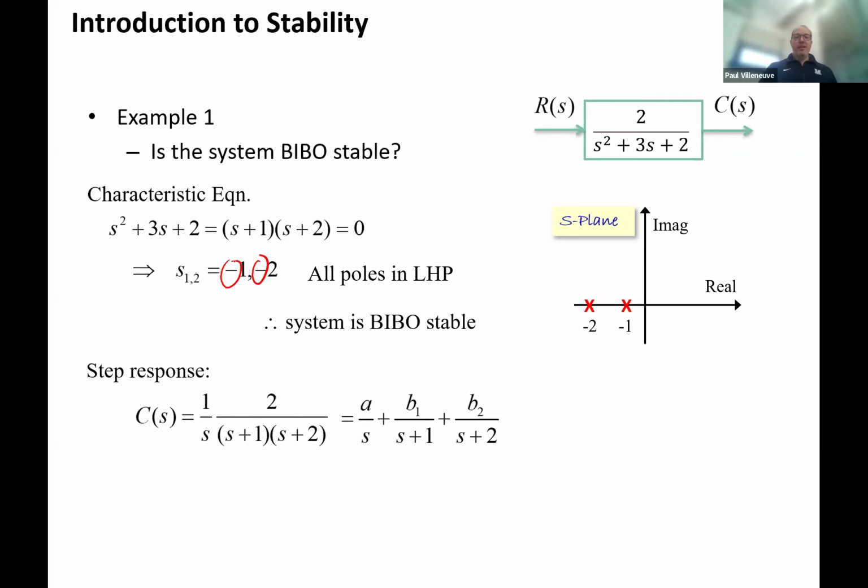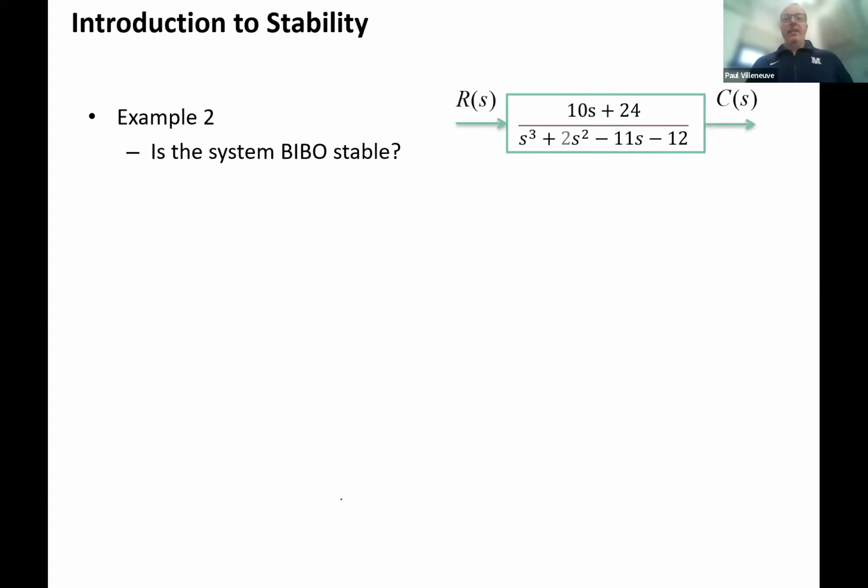Here's a unit step response. We go ahead and take it back to the time domain. And we can see that we have a constant plus 2 decaying exponentials. None of those will blow to infinity. So we're content there. How about this one? Is this one BIBO stable? Can't tell. And this would be hard to come up with the roots of this one. So we would use a calculator to do that.